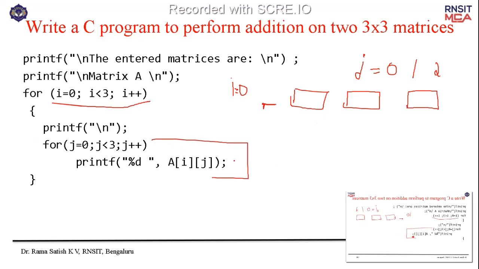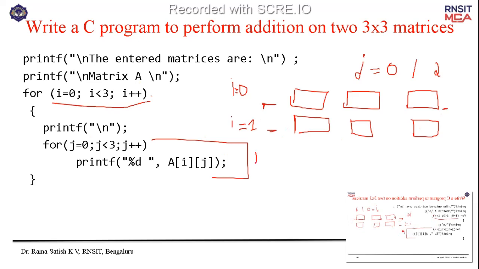Now, since the j loop is done, what happens? It goes to the next I value. I becomes 1 now. And since I becomes 1, what is there in the next loop? Printf new line. So the cursor, earlier it was here, will come to the next line. And here again, 1 0 is printed, 1 1 is printed, 1 2 is printed, and again it increments.